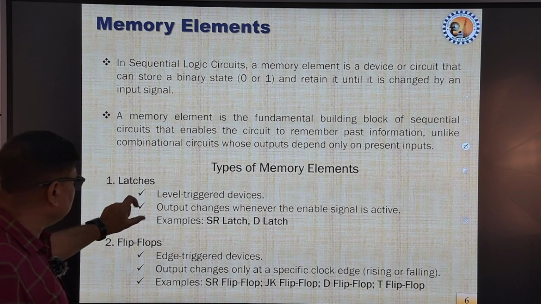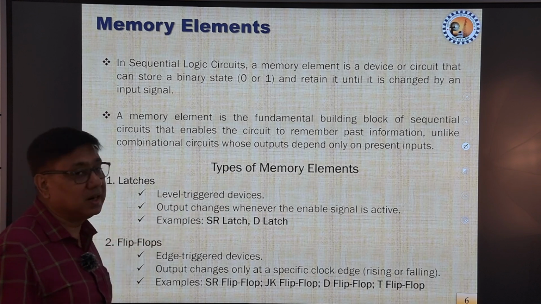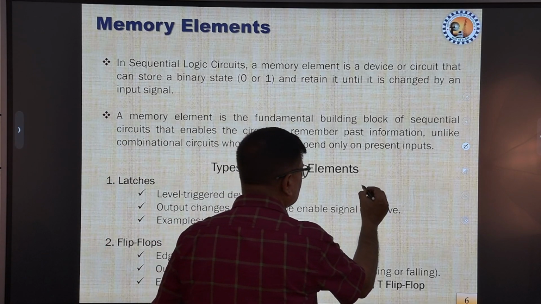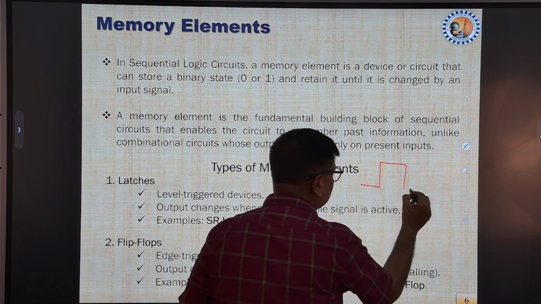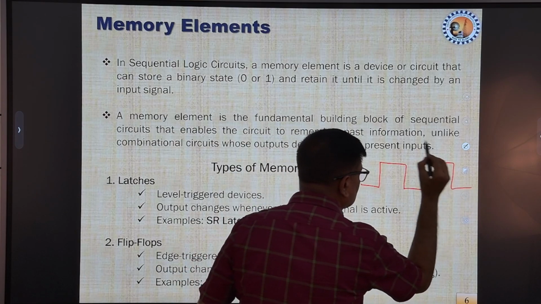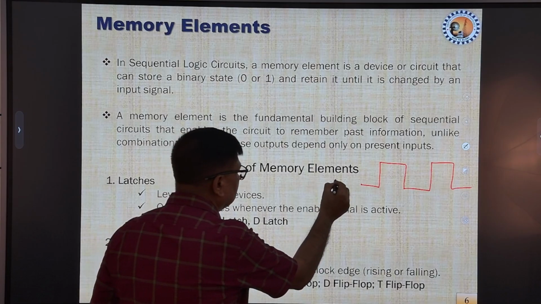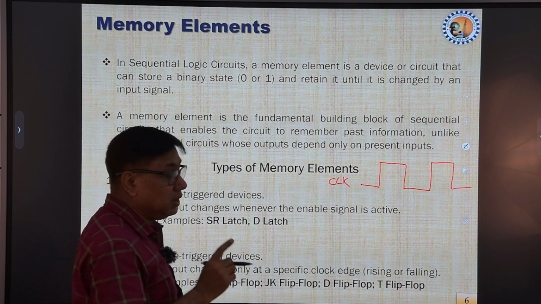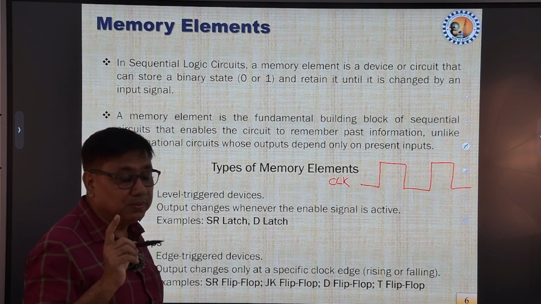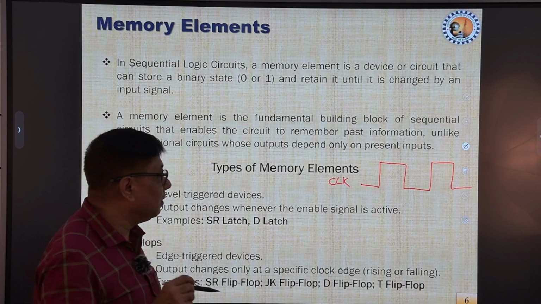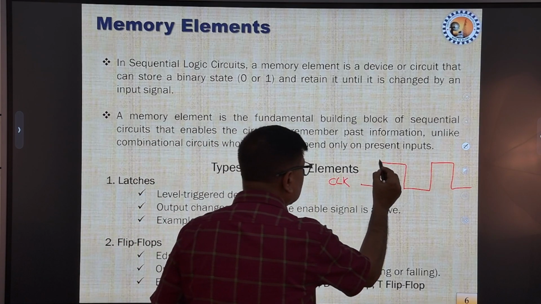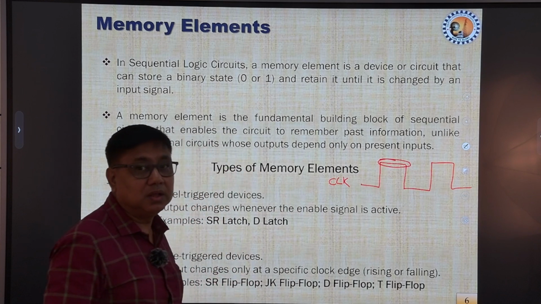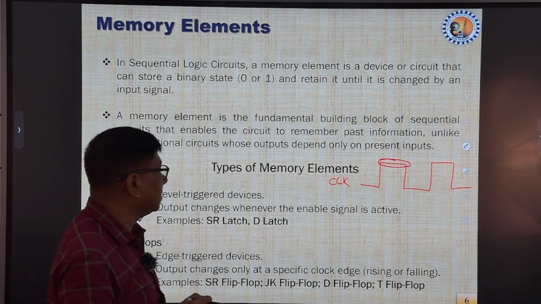So, a latch has certain properties: they are level triggered devices. What does level triggered mean? Let me try to explain with the help of a diagram here. This is the clock signal as we were referring to in the previous slide. If a sequential circuit is to be level triggered, then the circuit will be active when the clock is in the logic high state or logic 1 state.